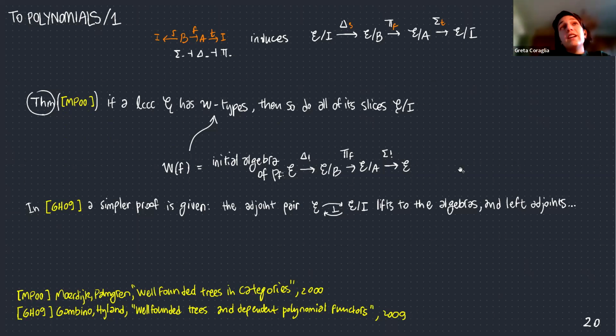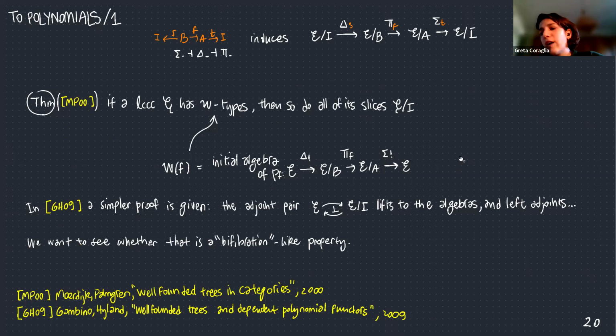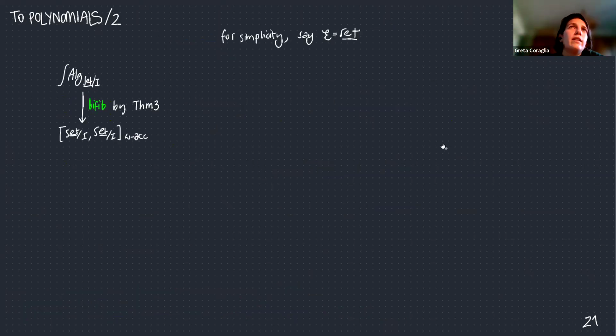The proof is very nice, but if you know this proof and everything I've told you now, you might be wondering whether this is a bifibration-like property. Can we frame all of this in terms of some functor being a bifibration? So what is the plan we have in mind? As I said, it's not concluded yet, but hopefully we'll get there. Let me just describe the strategy for the moment.